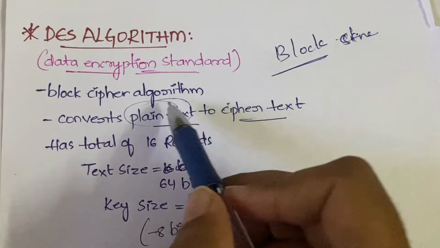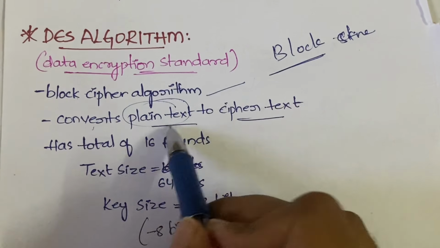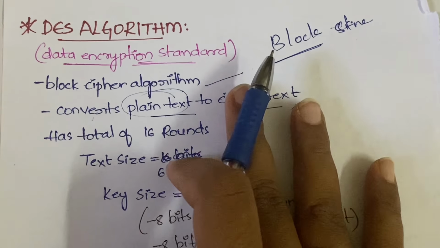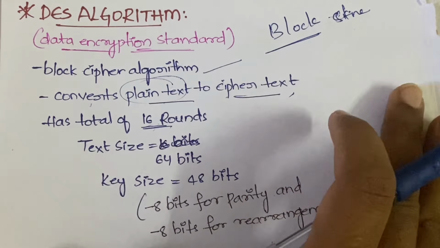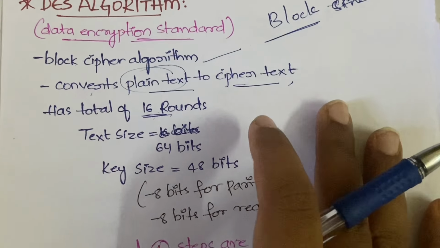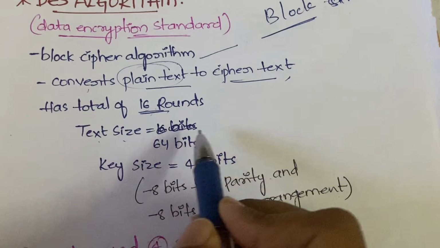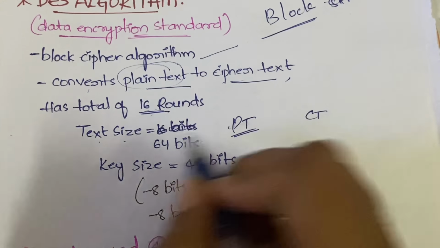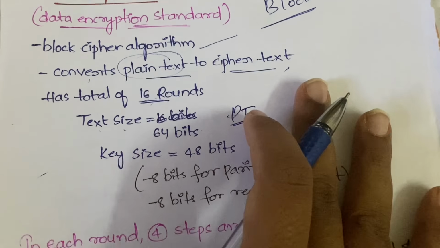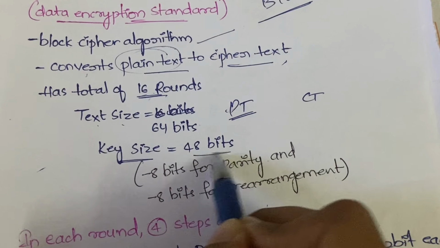First, as I already said, it is a block cipher algorithm. It will convert the plain text into ciphertext, and it has a total of 16 rounds. Got it? I'll be explaining with a diagram, but before the diagram, let me give you some brief points. What is the size of the plain text? 64 bits, and the ciphertext you'll also get is 64 bits only. And what is the key size? It is 48 bits.